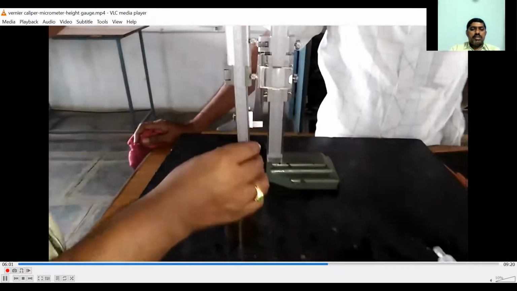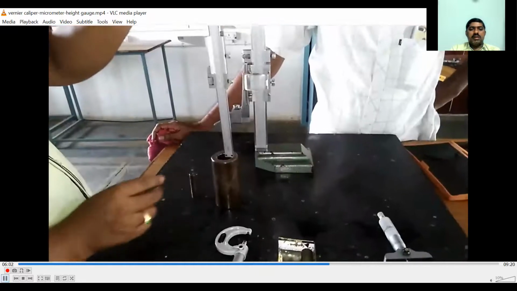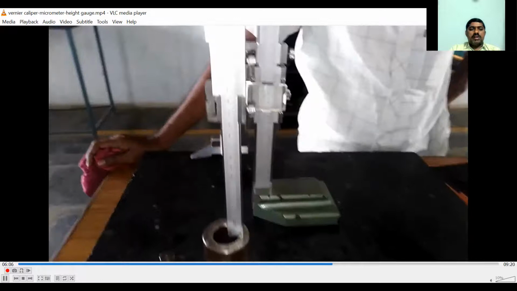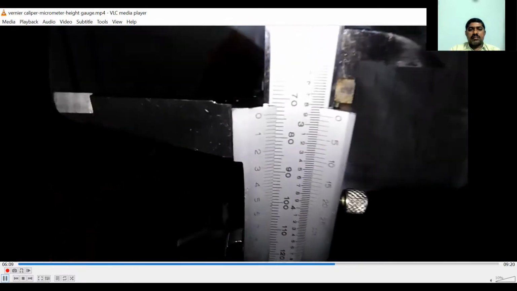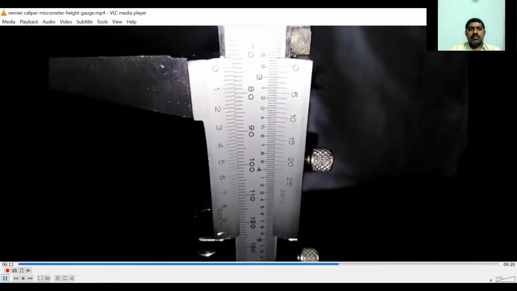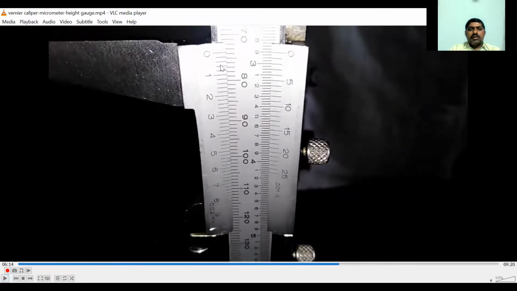Now I changed the position. Again we will see what the reading is. So again it is 70, it is 75, it is 73, right? It is very close to 74, but it's not exactly at 74. So the main scale reading is 73.